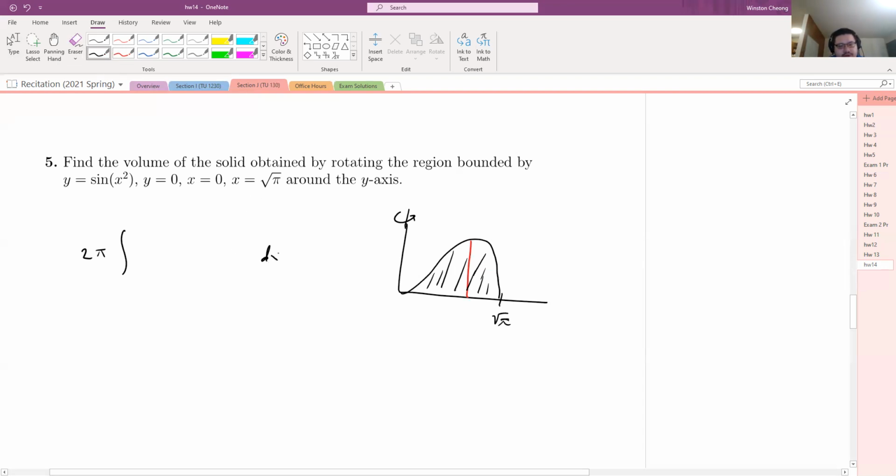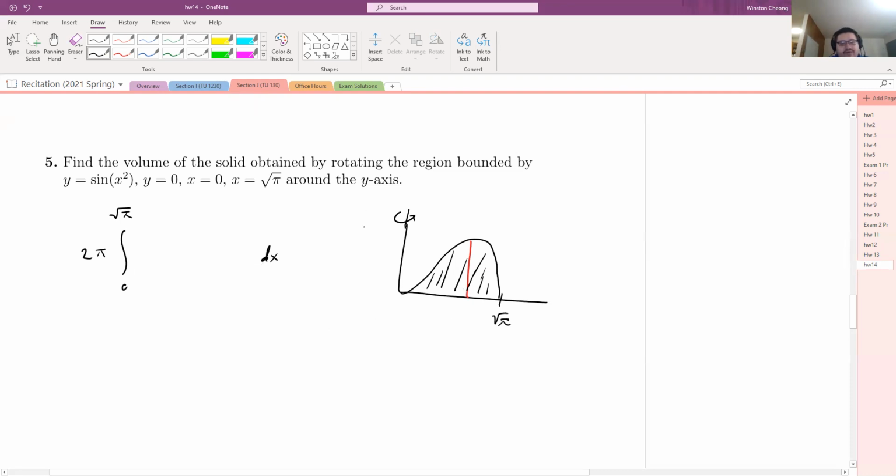And then, well, we know this is going to vary with respect to x because this line is going to vary from x equals 0 to root pi. So just imagine that you move that red segment around. Each position is going to trace out a different cylinder. And then we are integrating over all of that.